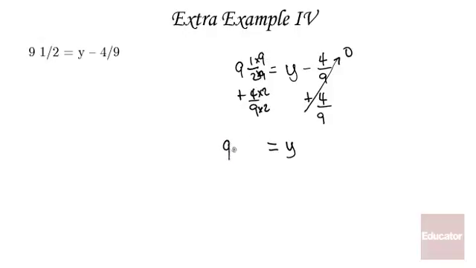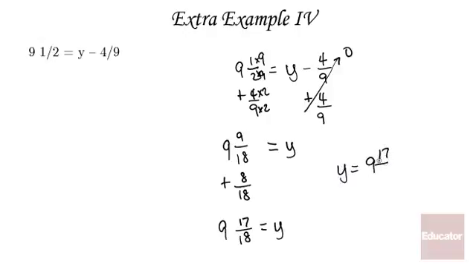So here 9 is 9 and 9 over 18, and I'm going to be adding 8 over 18. 9 and 8 makes 17 over 18, and 9 plus 0 is 9. And let's write it in the conventional algebraic form, which is y equals 9 and 17 over 18.